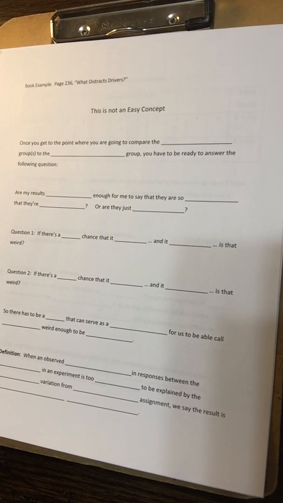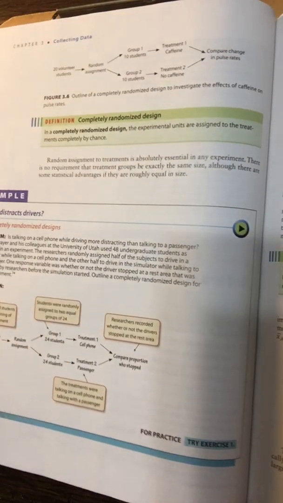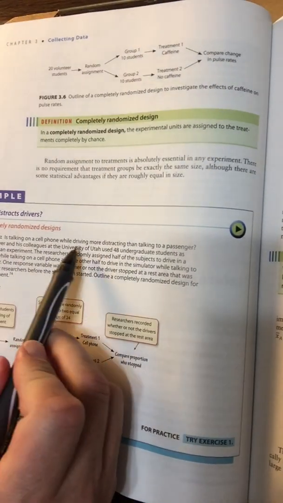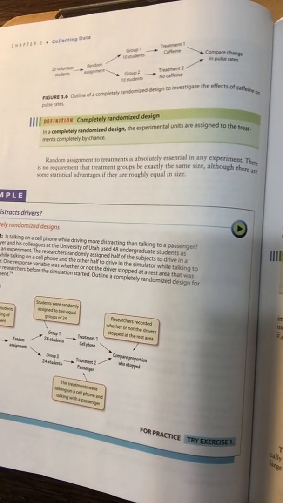Grab yourself a Libro and go to page 236, and let's talk about what distracts drivers. I think we're going to look at an example of a completely randomized design. Is talking on the cell phone while driving more distracting than talking to a passenger?